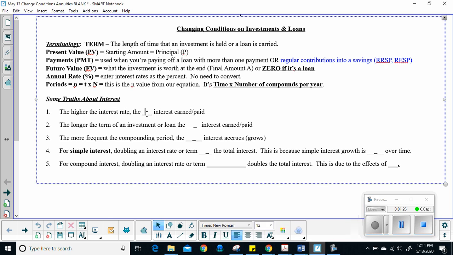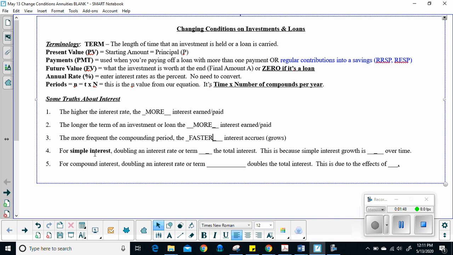A few things about interest. The higher the interest rate, the more interest that's paid. The longer you have these things, the more interest that's paid. The more frequent the compounding, the faster the interest is going to accrue or grow.